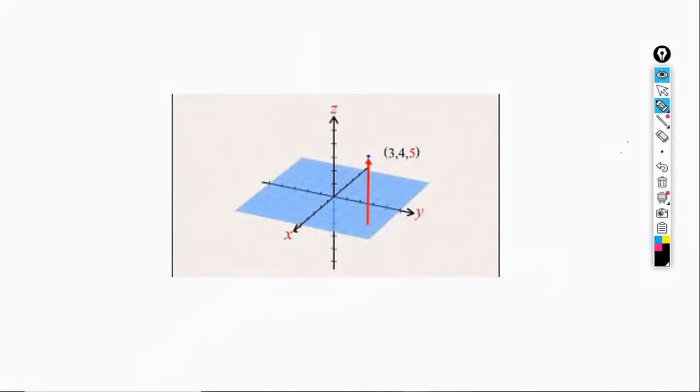So here we are with an actual picture of a point in a three-dimensional plane. In this case, this point is 3, 4, 5, as you can see there. So that means 3 units in the x direction, then 4 units in the y direction, and finally 5 units up in the z direction. And we arrive at point 3, 4, 5.